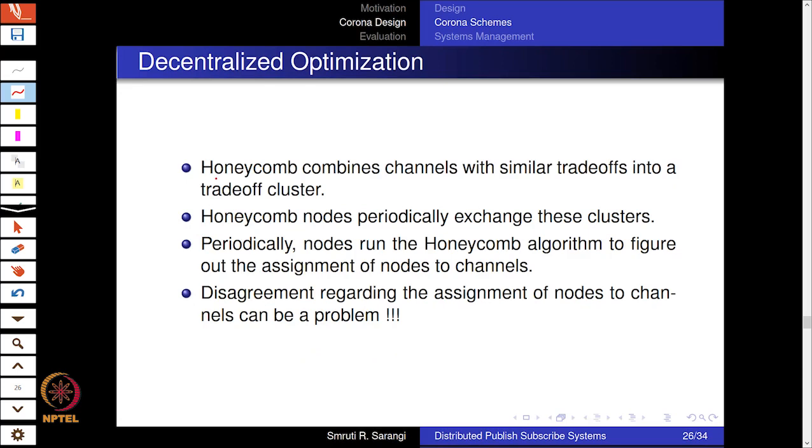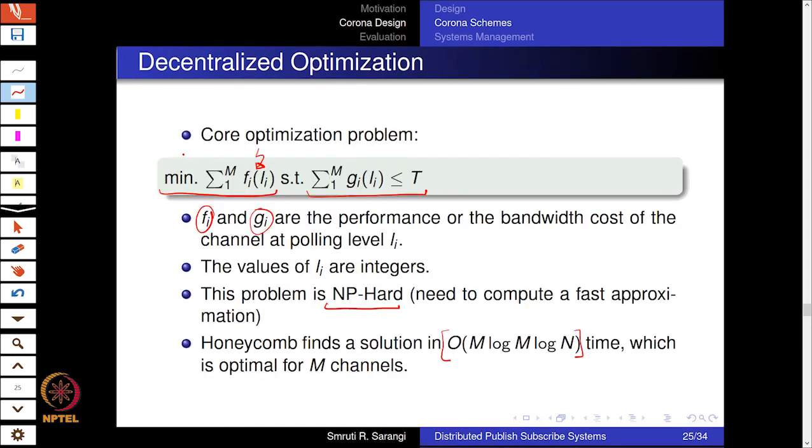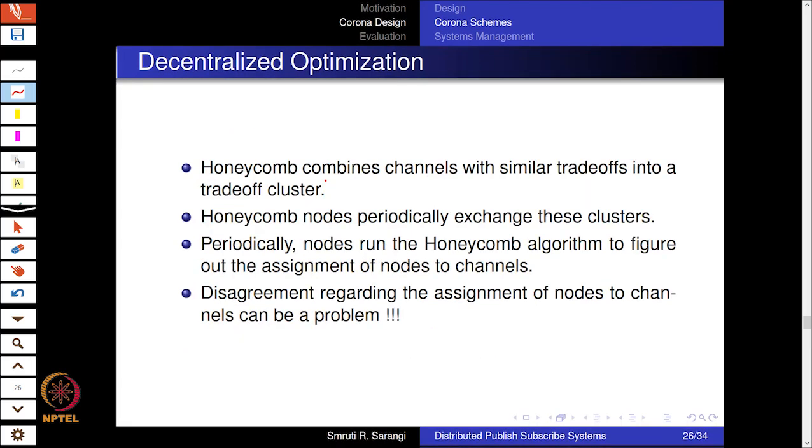So how does Honeycomb actually do it? Well, what Honeycomb does is that it combines channels with similar trade-offs, where the trade-offs are defined as the F and G functions, into a trade-off cluster. Nodes and channels with similar behavior are clustered, and the nodes periodically exchange these clusters. And furthermore, nodes locally run the Honeycomb algorithm to figure out the assignment of nodes to channels.